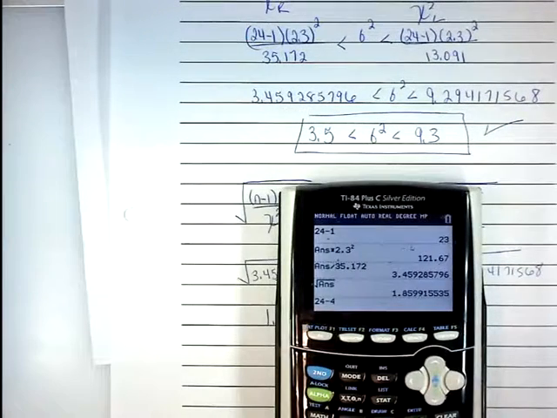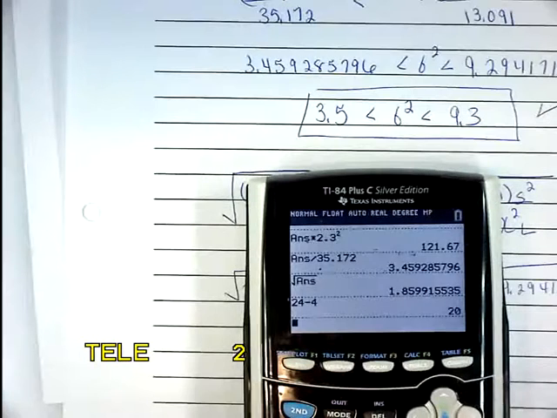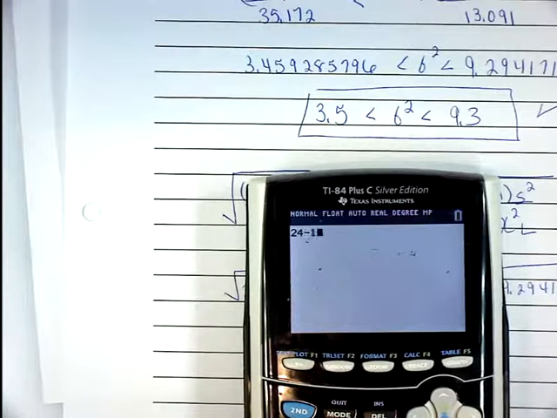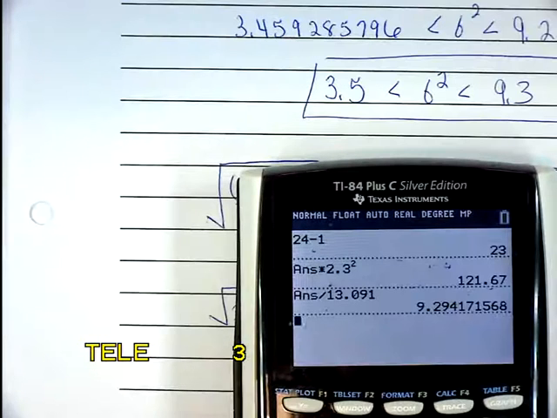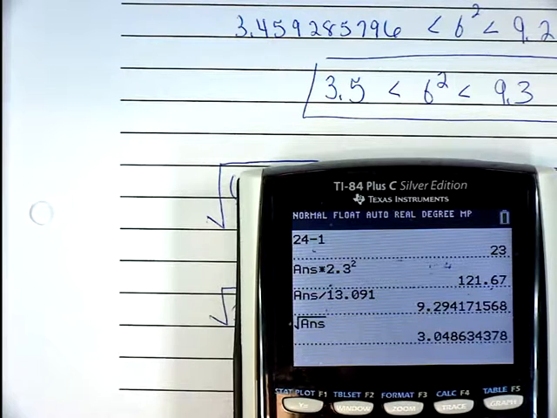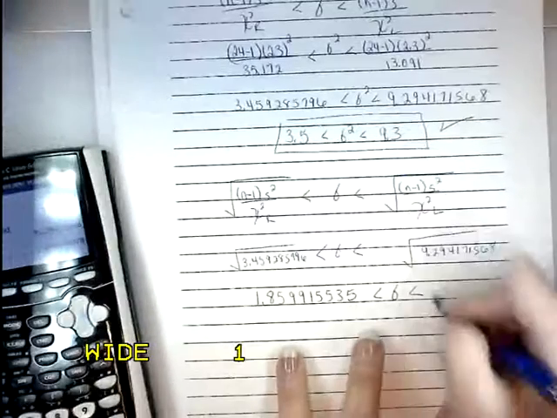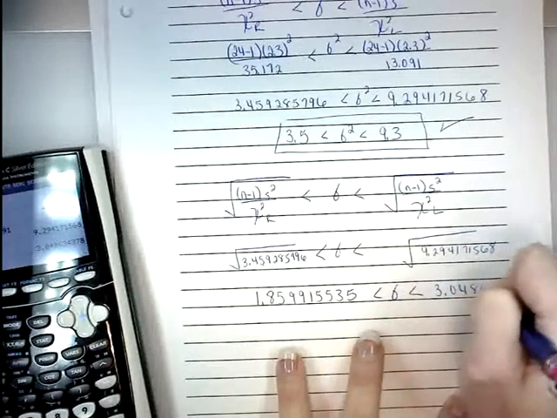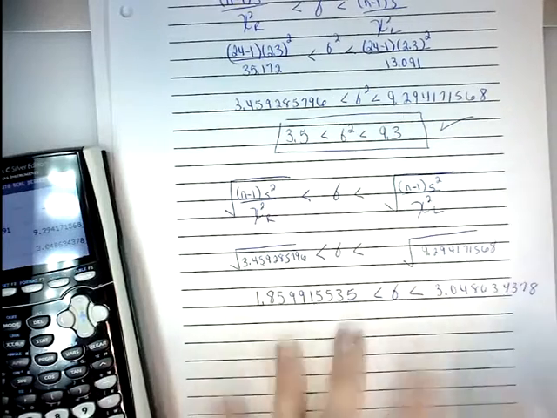24 minus 1. And let me start again. 24 minus 1 times 2.3 squared divided by chi-square from the left. And we just received that number a moment ago, but we want to take the square root of that. And let me write down that number for the upper number here. And that is 3.048634378. And now you're allowed to round again to the nearest tenth.